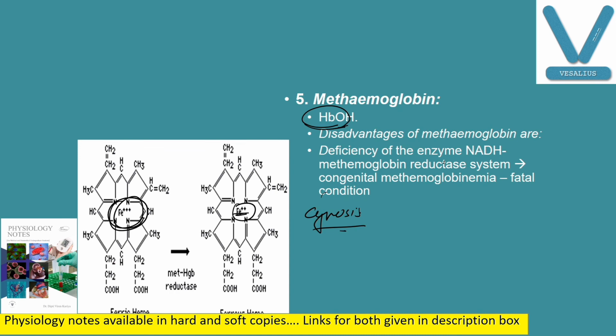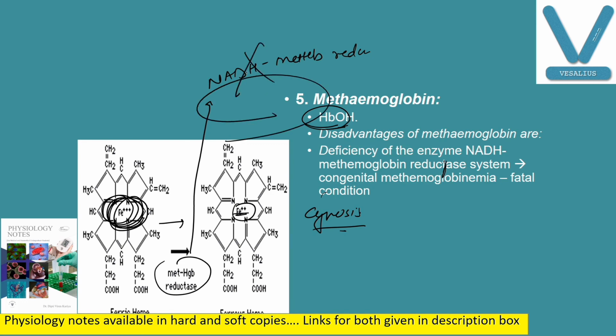When there is deficiency of this system, because in all of us some amount of this Fe+3 is formed, but this system, you can see here, the NADH methemoglobin reductase system, converts this Fe+3 into Fe+2. But when this system is absent, Fe+3 is not converted into Fe+2. So we have an increase in the level of Fe+3. So there is methemoglobinemia. Methemoglobin level increases. Okay.